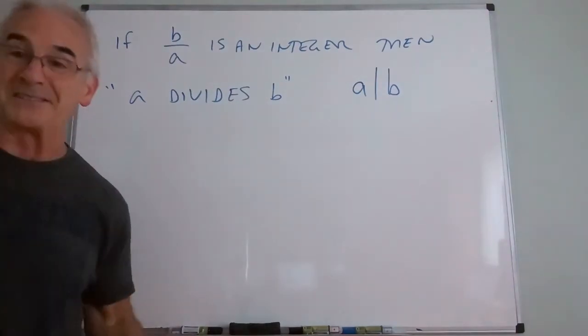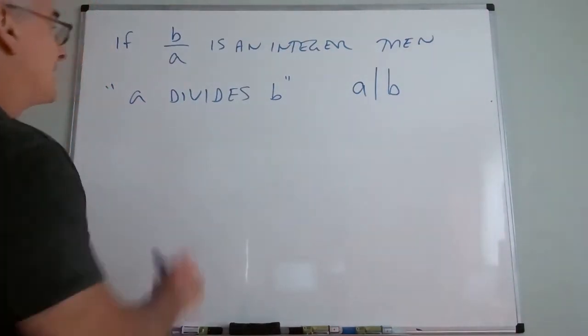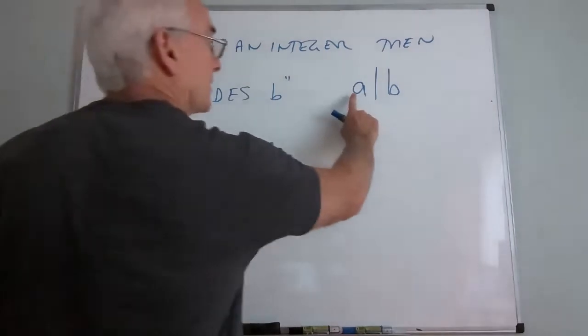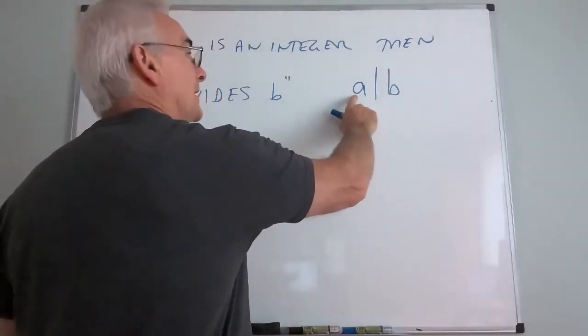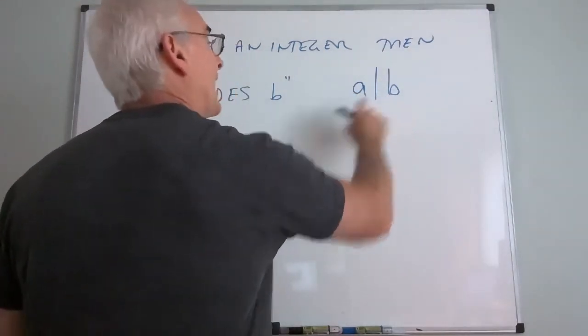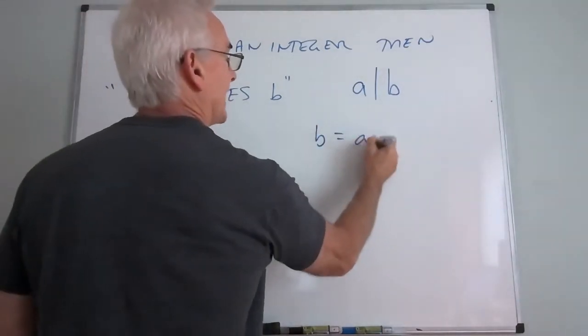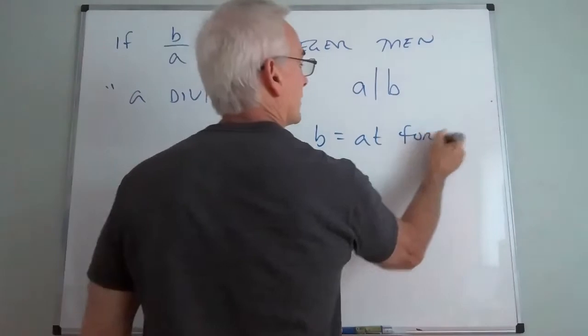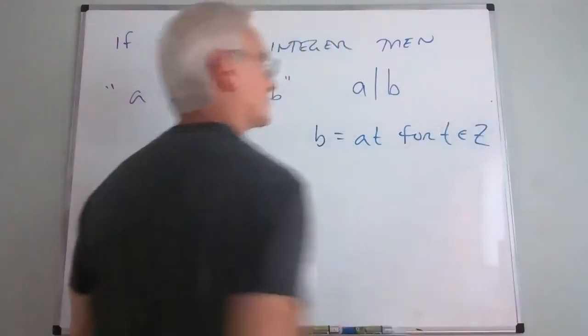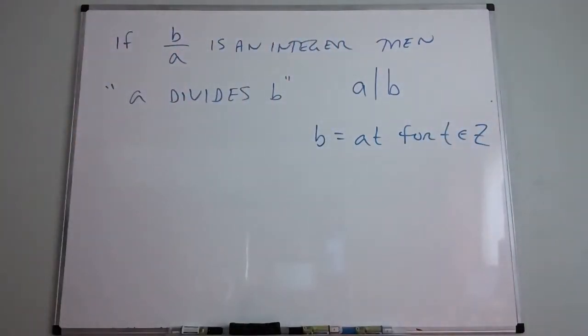Because it's the wrong symbol in that context. Yeah, A divides B, and this means that A is the denominator, B is the numerator, and it also means that B equals AT for T an element of the integers. That's what divisibility means. There's an integer out there that I can do this.